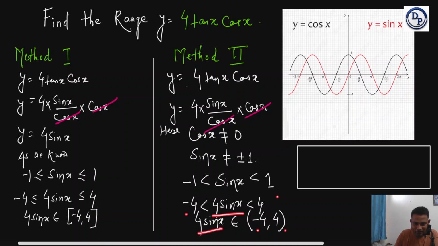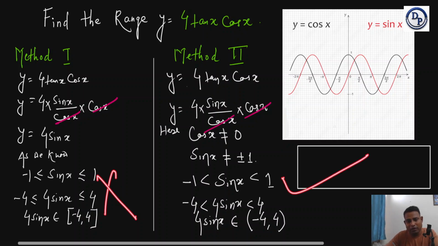Now here, what a difference. Here we considered a closed bracket. We got a closed bracket where we got -4 to 4, but the open bracket is correct. Understood? This is the wrong solution, but this is the right solution. We have to keep that in mind.